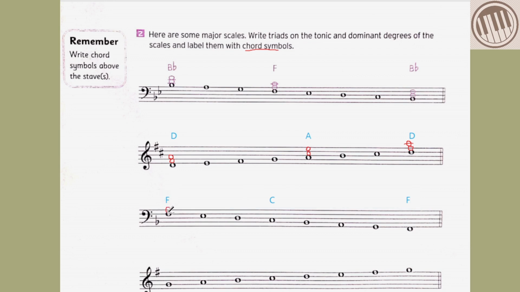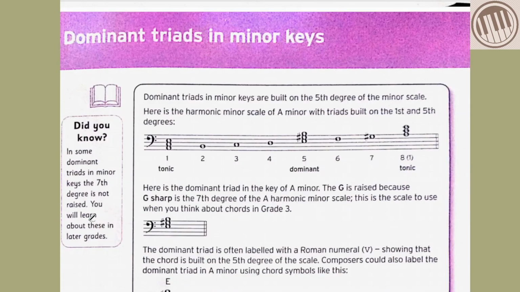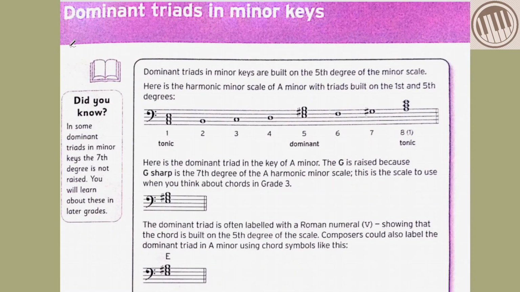F, A and C, and the 5 chord C, E and G, and again the tonic chord F, A and C. Alright, so once you have completed that, let's move on to the next question. On page 35, we have the minor triads in minor keys.